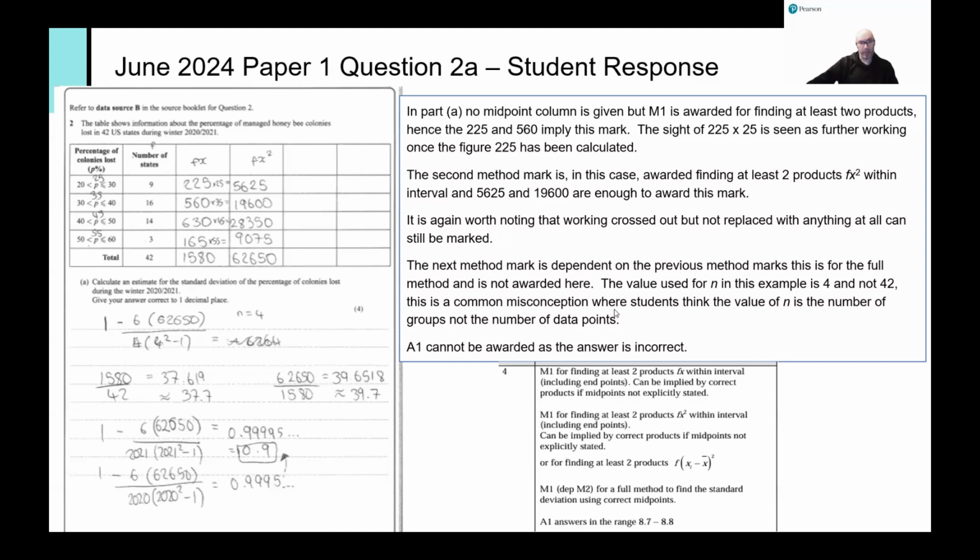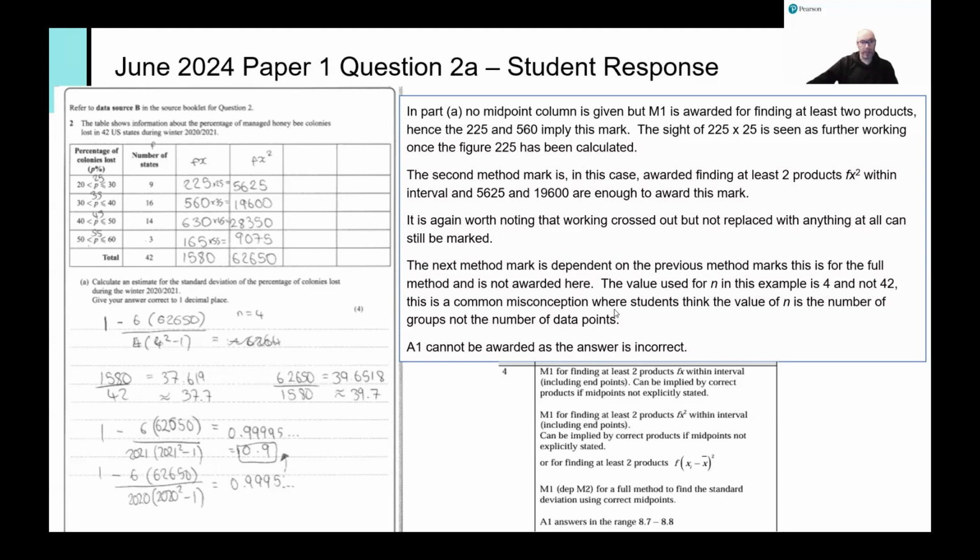And we can also see the 225 times 25 is seen as further working once the 225 was calculated. So we can see stuff in there. Okay, so they've written the midpoints on the actual first column there. So they don't have to use all of the columns provided. Ideally, they can show it nice and clearly if they use more columns.